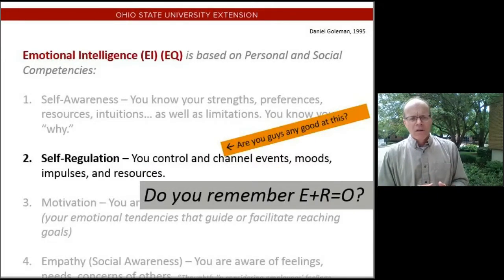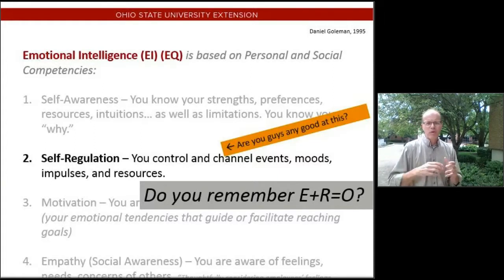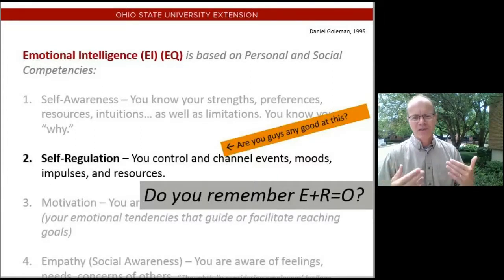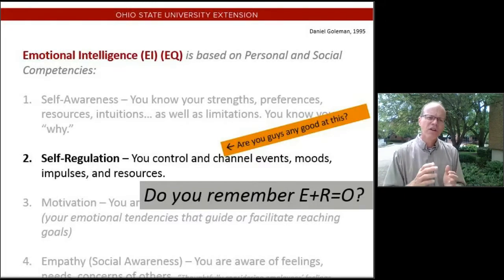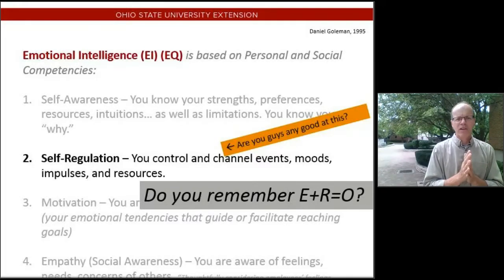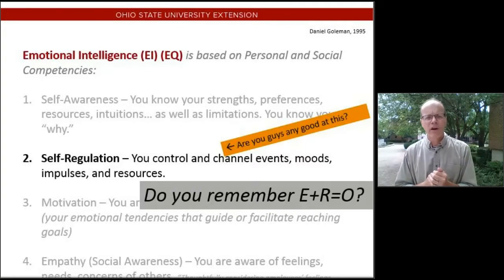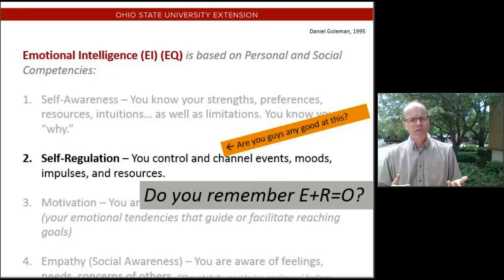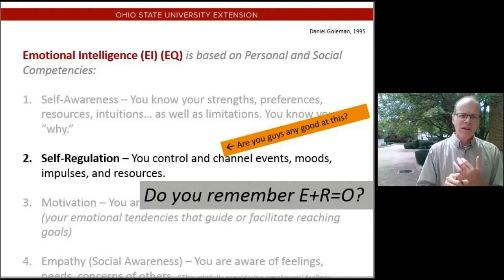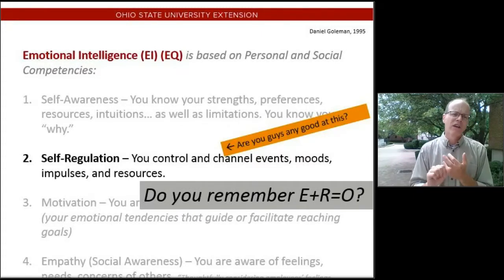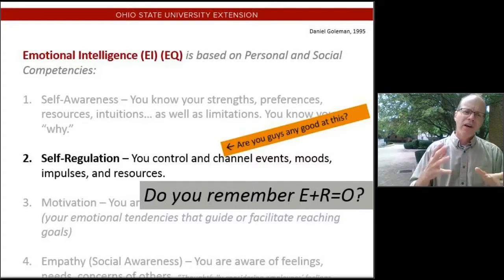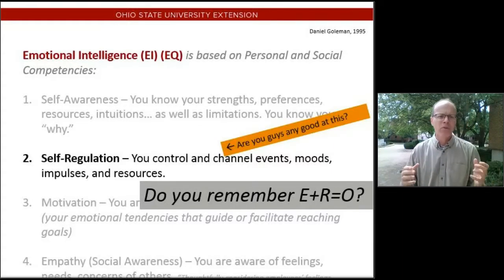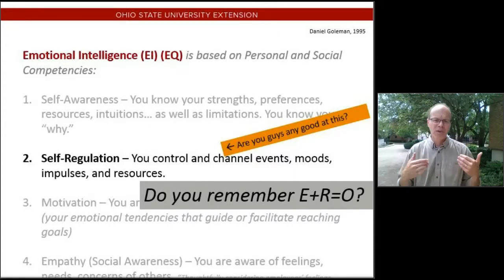Second, self-regulation. You control and channel those events and moods and impulses and resources. You remember the E plus R equals O discussion? I talked about this in another video with Coach Urban Meyer at Ohio State. Whether on the field or off the field, an event happens, that's the E. You respond, the R factor, that's your response. And then it equals an outcome. And depending on how you respond, it can change that outcome dramatically. It can change people's lives.